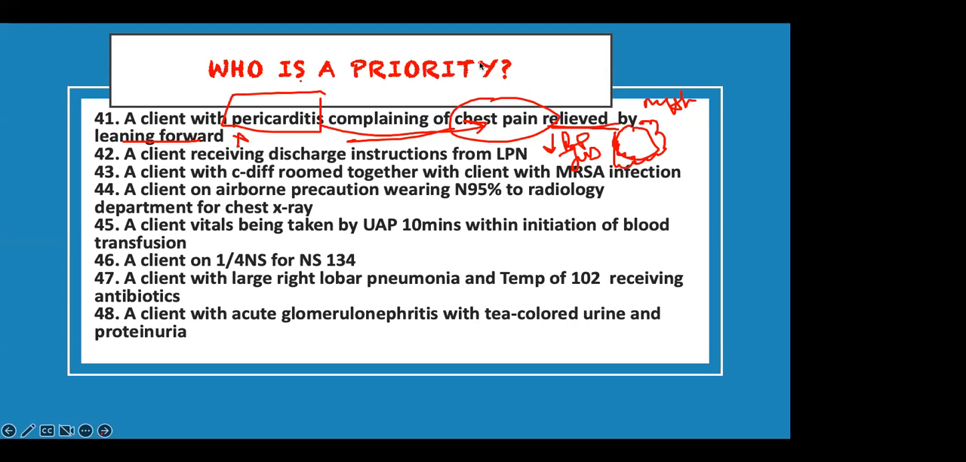I'm worried about it. A pericarditis patient with JVD is tamponade. I'm worried about it. A pericarditis patient with muffled heart sounds, that is tamponade. I'm worried about it. But if they say they have chest pain and that pain is relieved by leaning forward, I'm not going to worry about it. It sounds horrible, but I'm not, because for your test, don't worry. Just to save you some time.